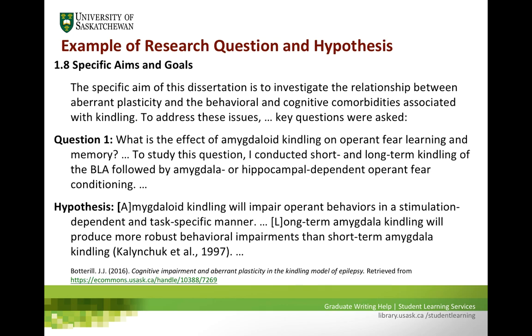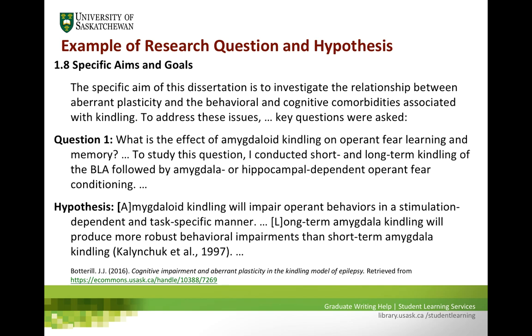Here are some examples of a student's research question and hypothesis. I'll read this out to you. He started with the general aims and goals. The specific aim of this dissertation is to investigate the relationship between aberrant plasticity and the behavioral and cognitive comorbidities associated with kindling. To address these issues, key questions were asked.